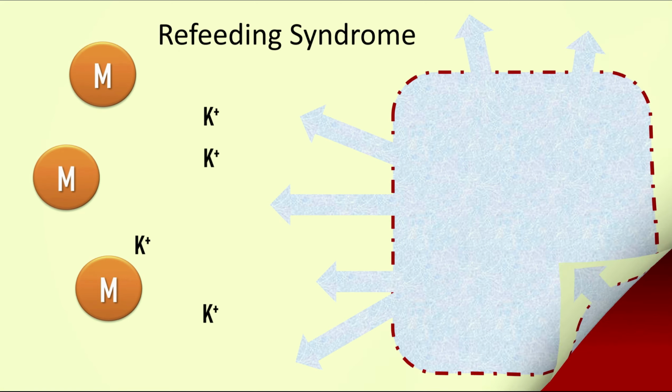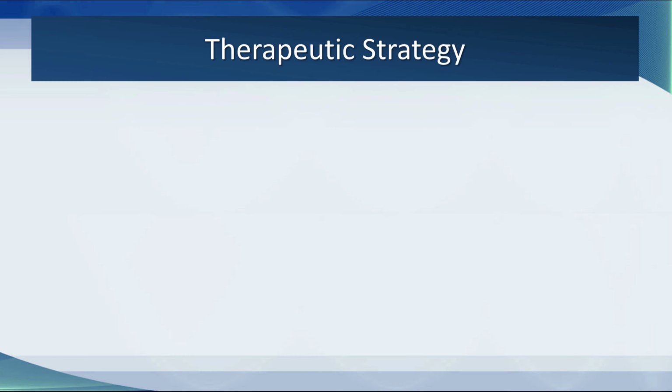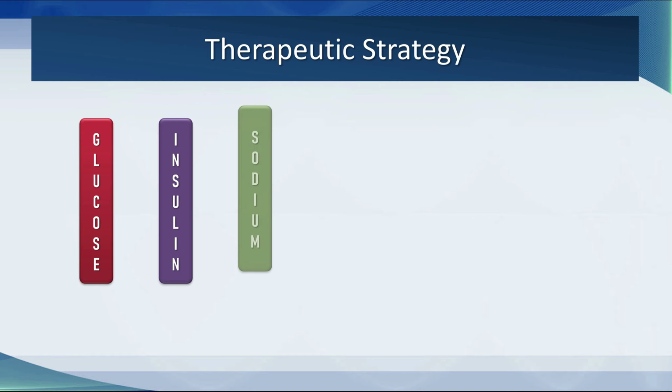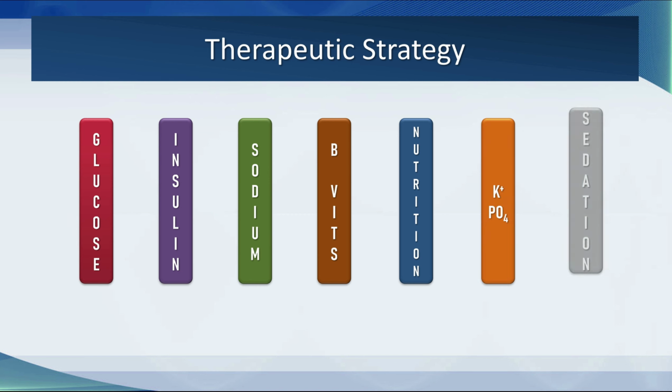Now let's move on and look at the treatment of alcoholic and starvation ketoacidosis. The therapeutic strategy here involves a number of things: glucose, insulin, sodium and chloride, B vitamins, nutrition, potassium and phosphorus, and sedation. They're not all given together.